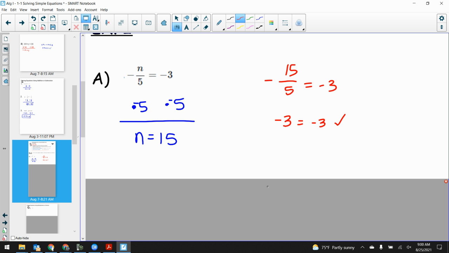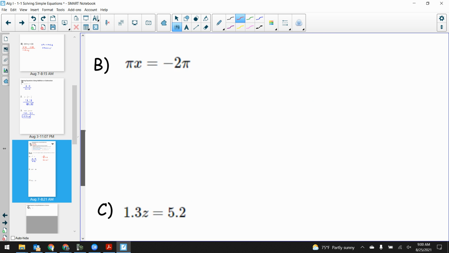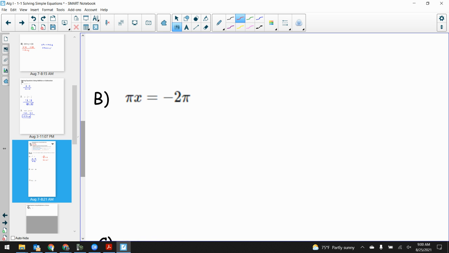Okay, let's do another one. Now, this one is a little tricky. This is your problem number B, right? Problem letter B? Okay, good. This is a little tricky. Guys, what is pi? Right, so it's a number, right? Is pi a variable? No. What is the variable in this problem? X is the variable.